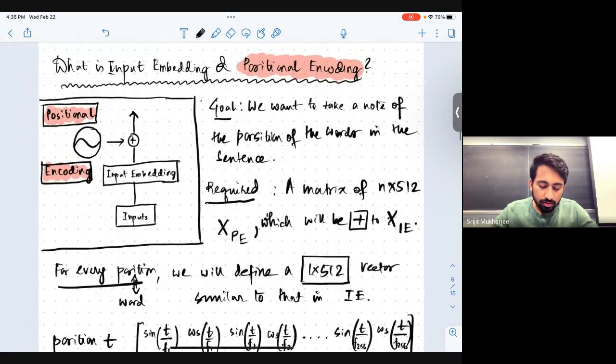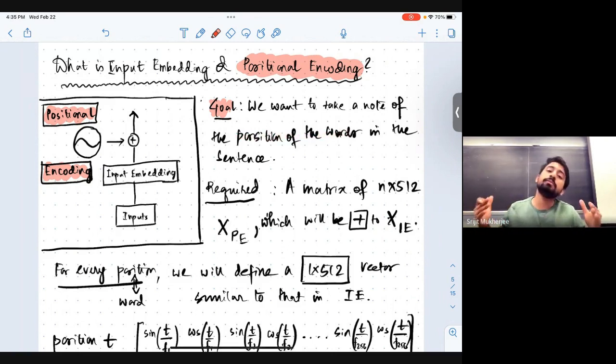Now, what is positional embedding? Our goal is very clear here. Our goal is to take note of the position of the words in the sentence and implement it into the X matrix, and that is very, very important. Understand, xi, the input embedding, is n cross 512. The best possible scenario will be creating another matrix of n cross 512, which can be added to this input embedding matrix. So essentially we want a matrix p of dimension n cross 512, which will be added to xi, the input embedding matrix, right?